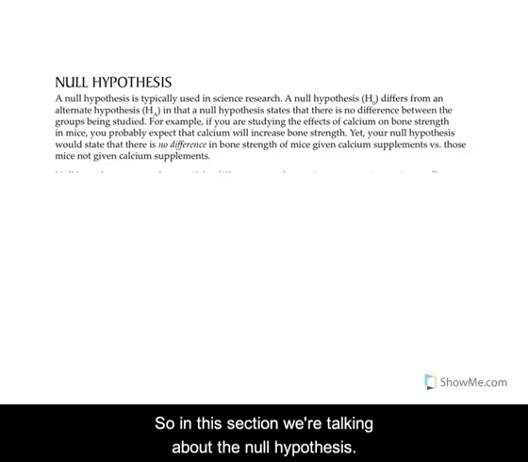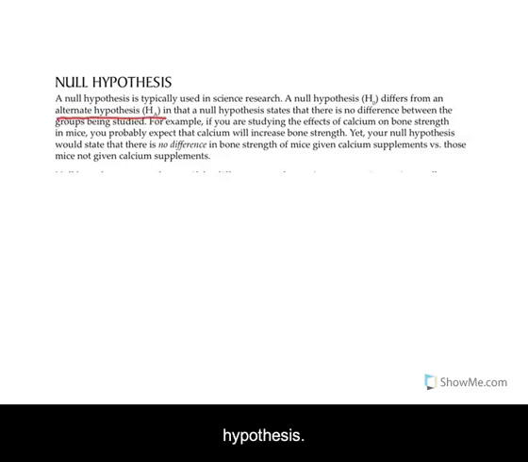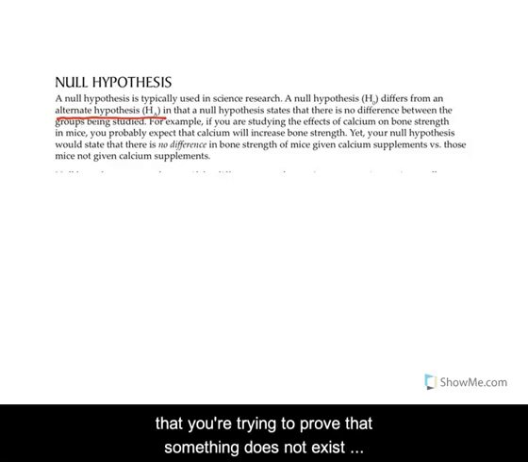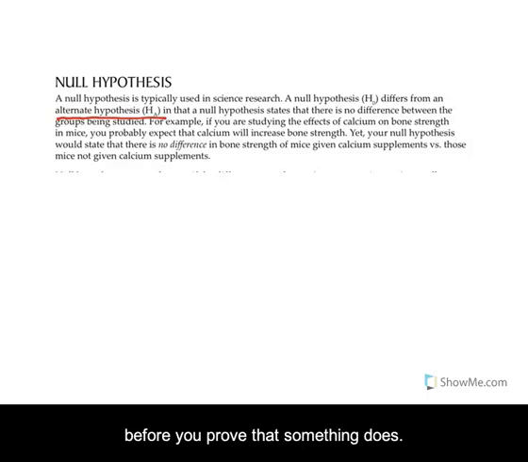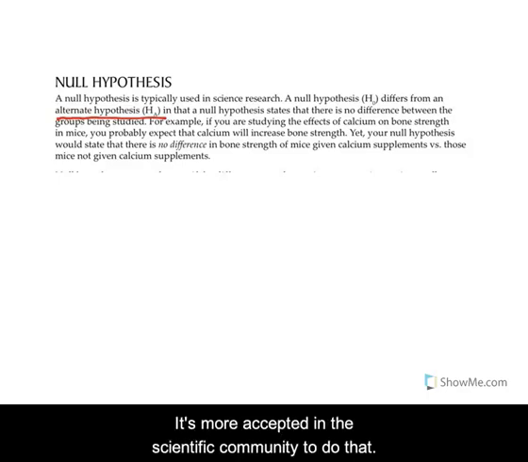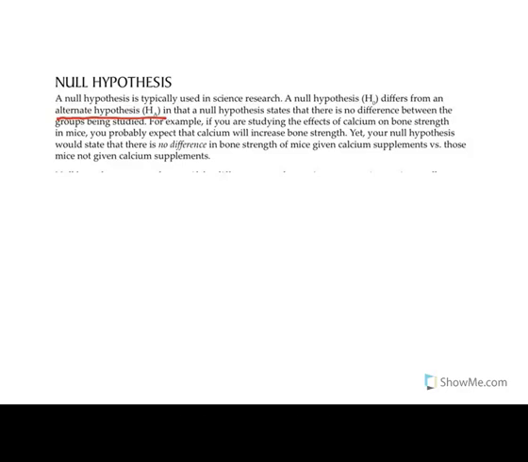So in this section, we're talking about a null hypothesis. You guys are used to what's called an alternate hypothesis, and that's symbolized by HA. A null hypothesis is more common in science in that you're trying to prove that something does not exist before you prove that something does. It's more accepted in the scientific community to do that.